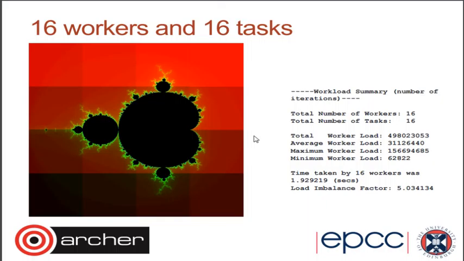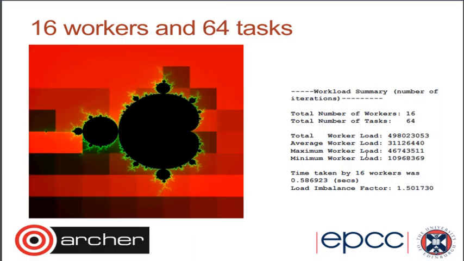Okay, so the next two slides are just pictures that hopefully you will have recreated. Here we see the default case where you've got 16 workers and 16 tasks, so each square, nicely shaded with a gradient from darkest to lightest, represents a worker. And of course, as I described earlier, you get a load balance factor of 5, and this should look pretty familiar from having done the practical.